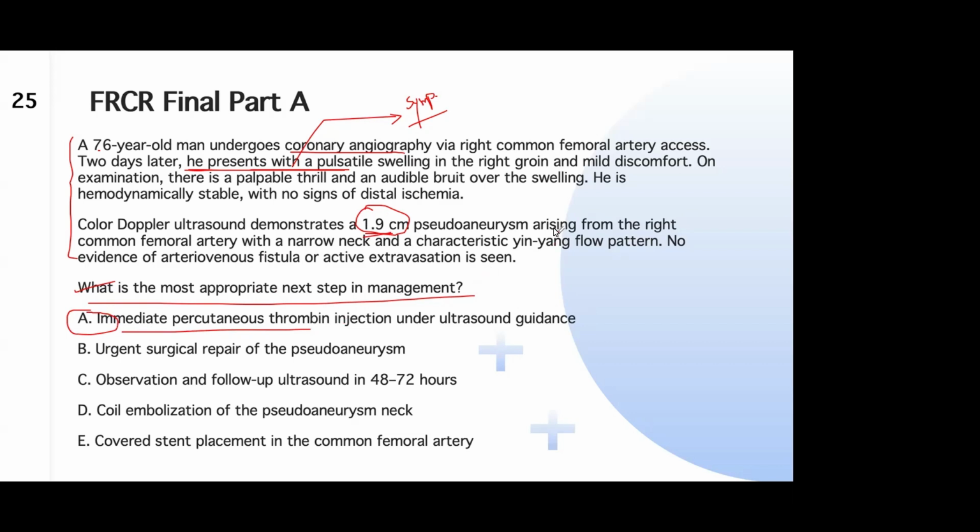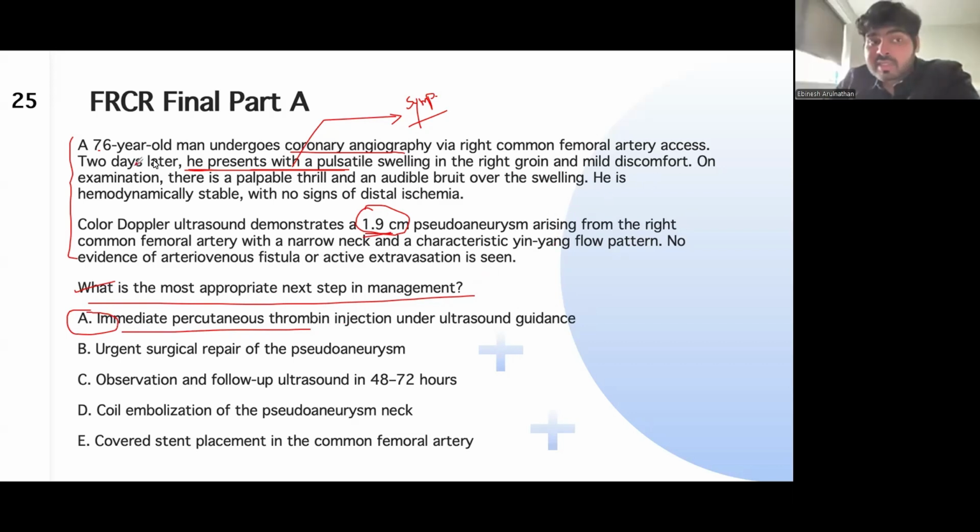How could it have been different? Say the question says a 76-year-old man undergoes coronary angiography via right common femoral artery access. 2 days later, a routine screening ultrasound revealed a 1.9 centimeter pseudoaneurysm. If it was a routine screening, if it was asymptomatic, the answer will be observation and follow-up ultrasound in 48 to 72 hours, right?